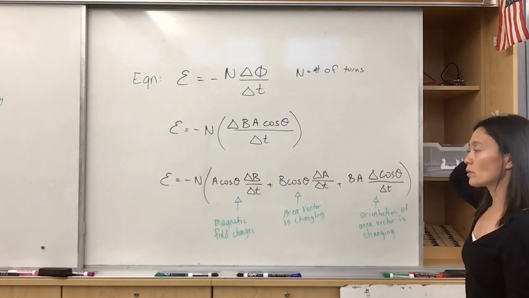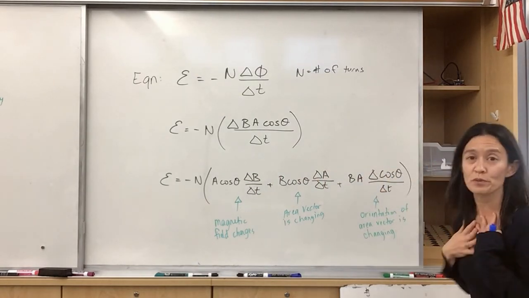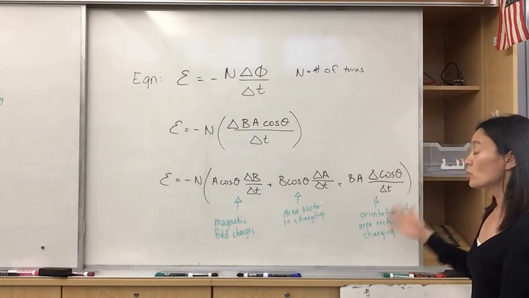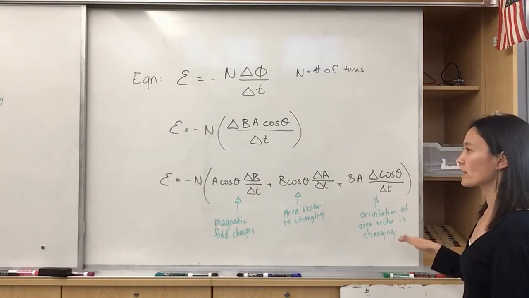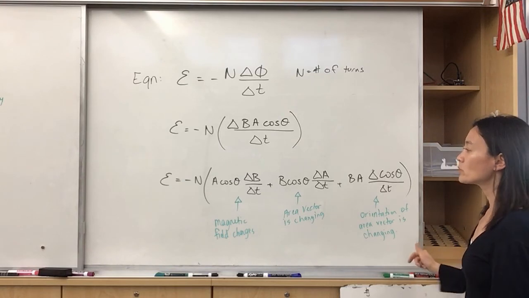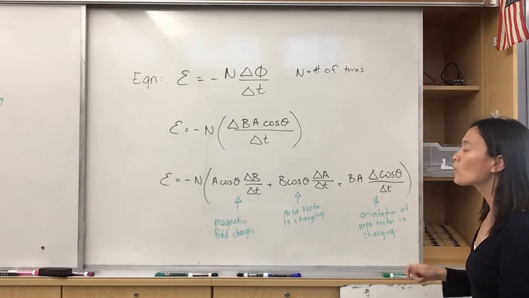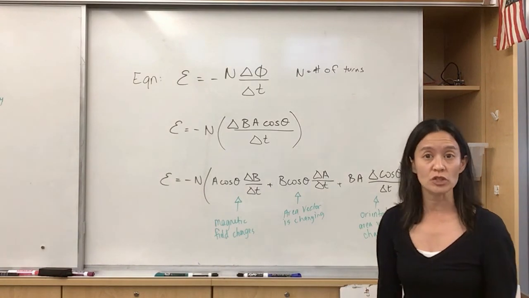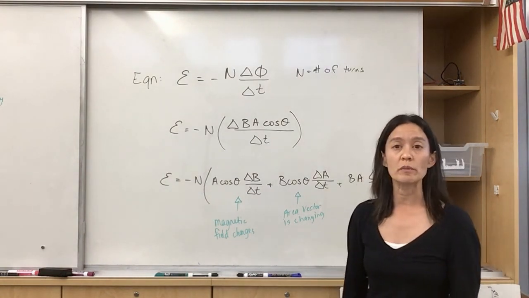Okay. So I think it's pretty straightforward, but we'll definitely do some more examples of how you can have one of these factors changing. But what I want to do in the next video is go over what this negative means in terms of the direction of the electric field and how the electrons are going to be moving in my conductor.